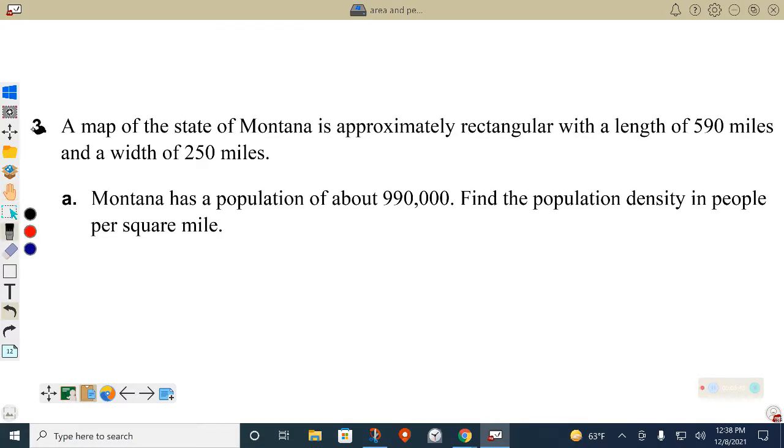So this is number 2, last one. We're going to find the population of Montana. A map of the state of Montana is approximately rectangular with a length of 590 miles and a width of 250 miles. Montana has a population of about 990,000. Find the population density in people per square mile.